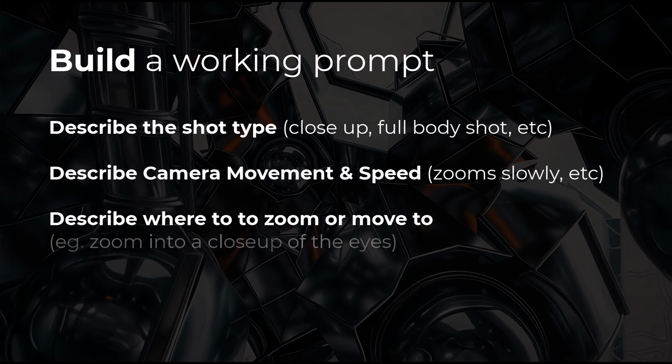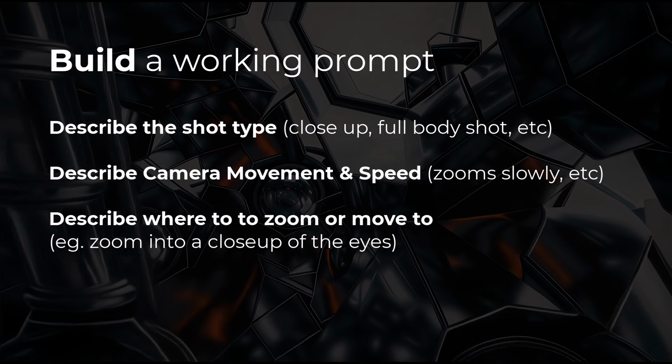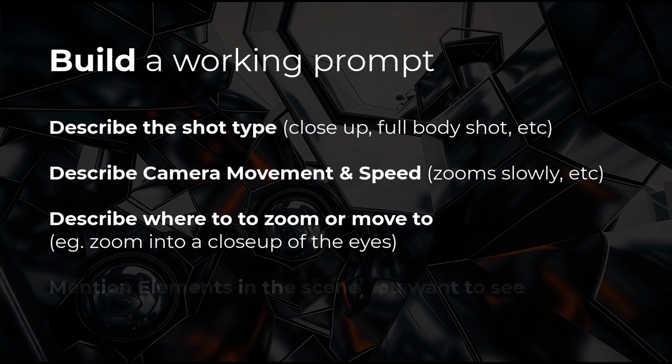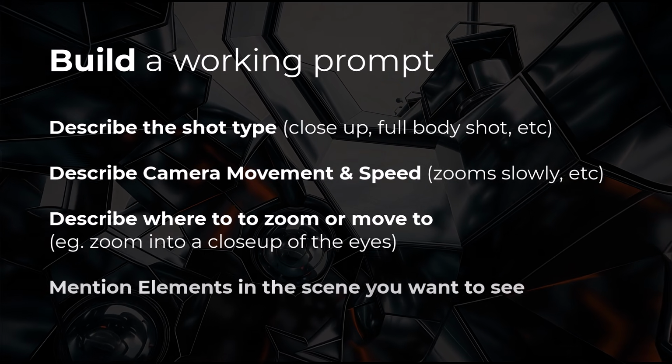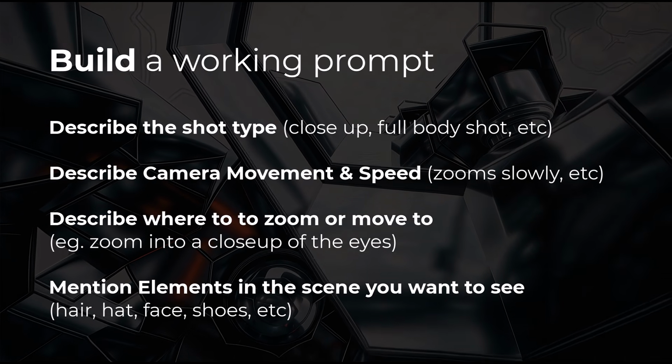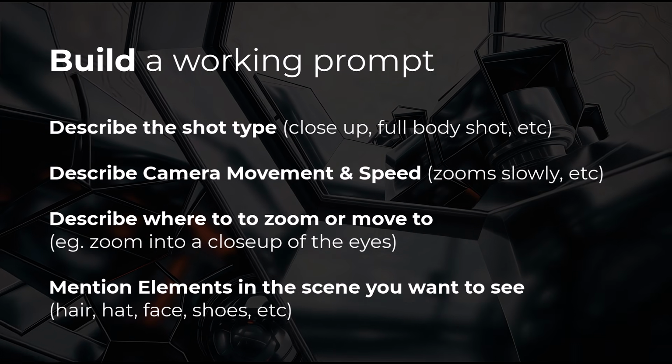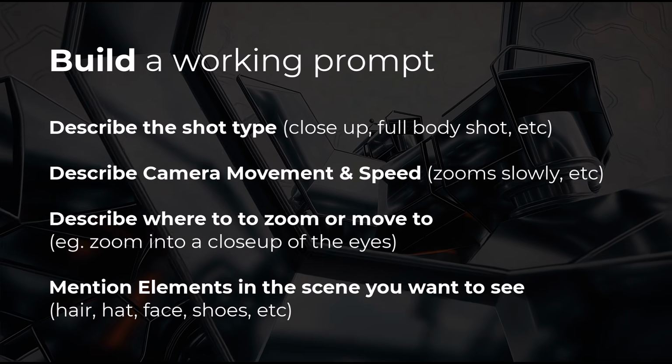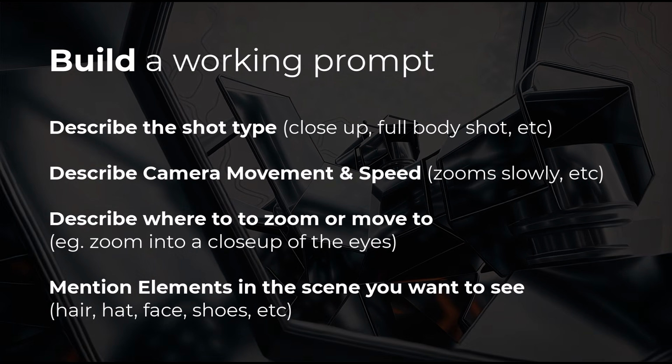So this means you can describe where the shot should end, whether it's a close-up shot or a full body shot, that kind of thing. But also, if you're having trouble, describe the elements you want to see. So it could be a hat, hair, or the type of shoes the person is wearing. And that way, if you include those things in the prompt, Midjourney will try to actually render them in the image, forcing it to kind of zoom out a little bit.